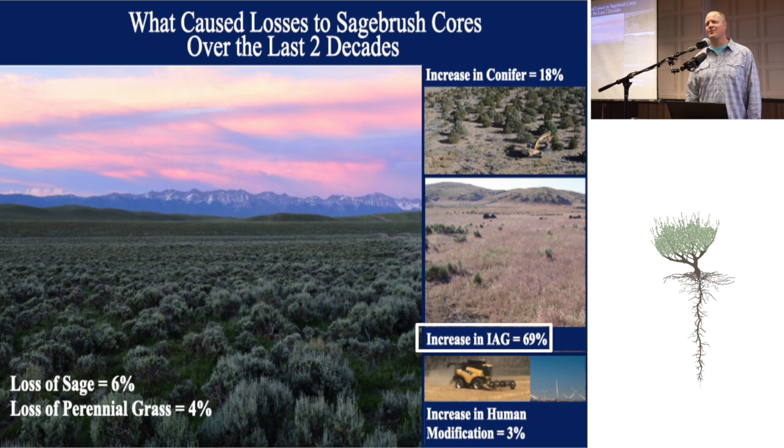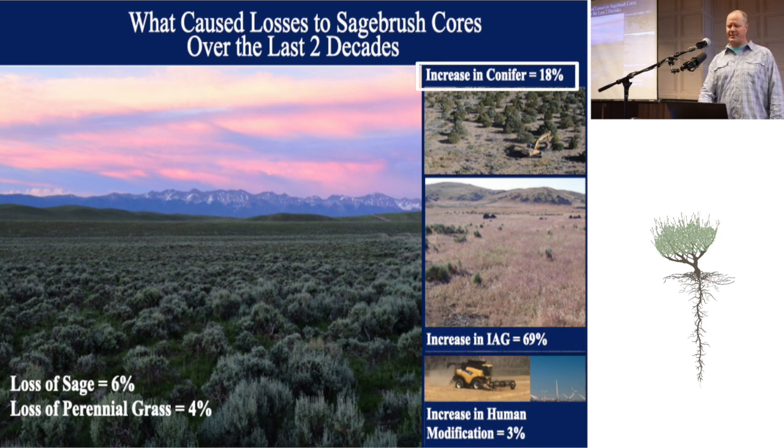Invasive annual grass. We all kind of know this. Now we got a number. 69% of the losses over the last 2 decades. Conifer encroachment, 18%. So why is that important?